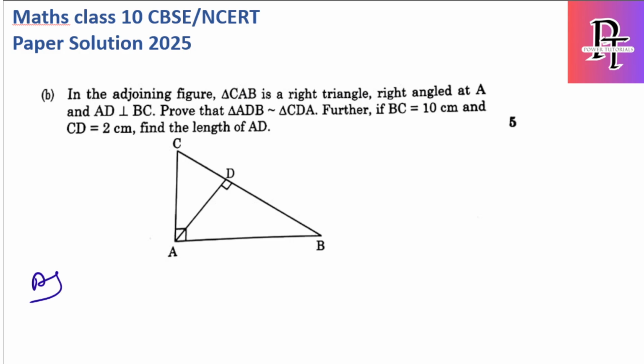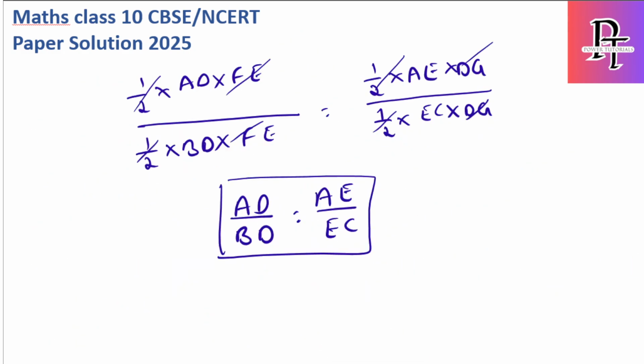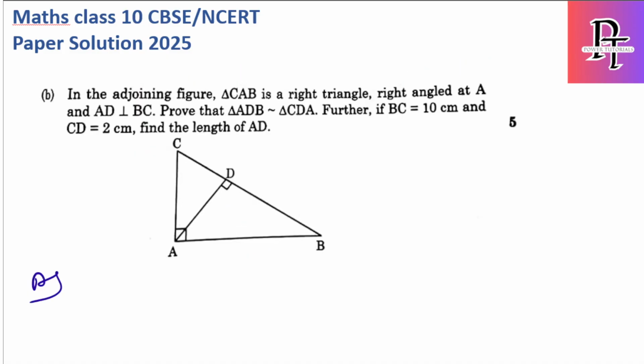So we can confidently say that I'll get 5 marks for sure if you follow exactly the same methods which I mentioned in A part. Let's see the B part, how to solve this. The adjoining figure CAB is a right angle triangle, right angle at A, AD perpendicular to BC. Prove that ADB is similar to CDA.